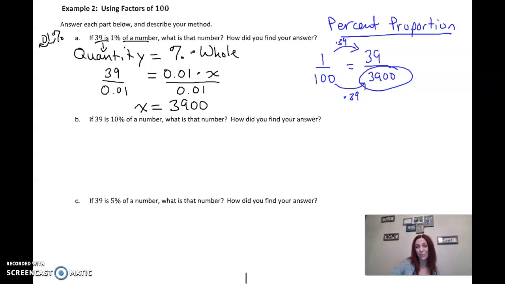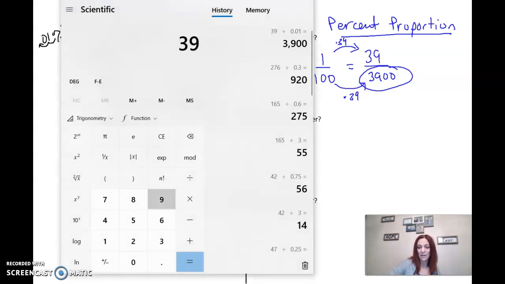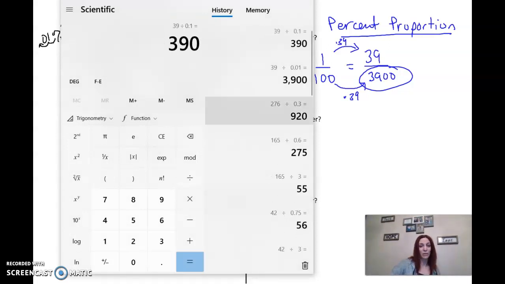So that helps us with the next part. That's what I mean by finding a couple different methods. Now, this only works, of course, when these numbers play nice with each other. So now look at this one. 39 is 10% of a number. I'm going to use the same setup. Our quantity is 39 still, and that equals, this time, 10%. I'm going to move it over to 0.10 times x. Then I'm going to divide both sides by 0.10. And I'm going to get x equals 39 divided by 0.10, 390.